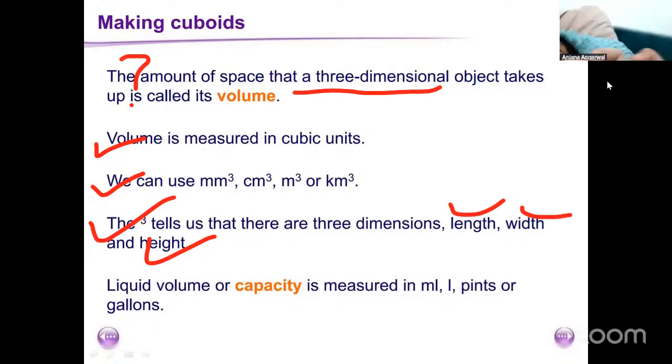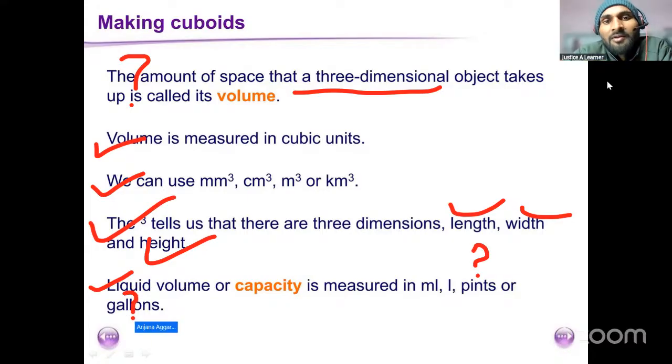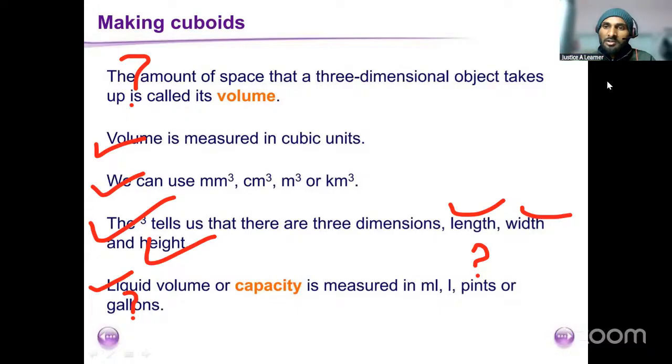Liquid volume or capacity is measured in milliliters and liters, pints or gallons. I understand this part, but I don't understand the first one: the amount of space that a three-dimensional object takes up is called volume. Okay, I will make you understand it by practical usage. Can you see this bottle? It is a cylinder. So how would I find the volume of it?